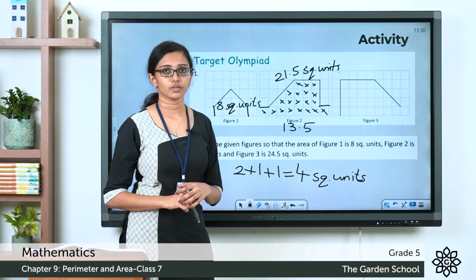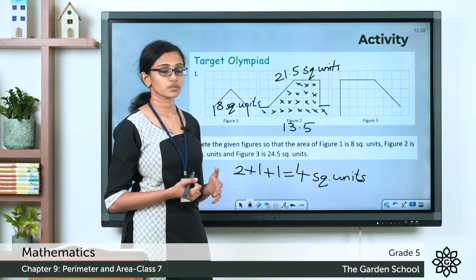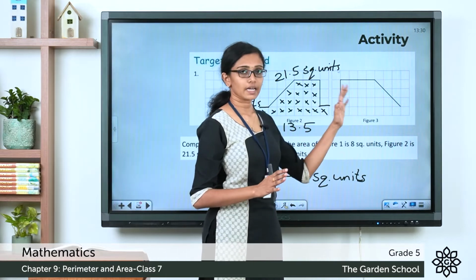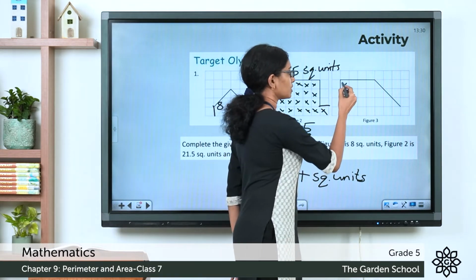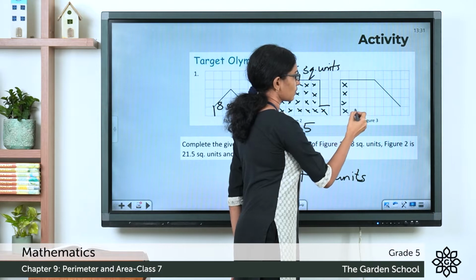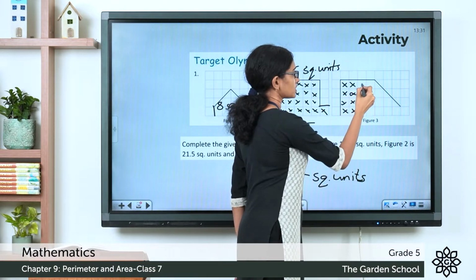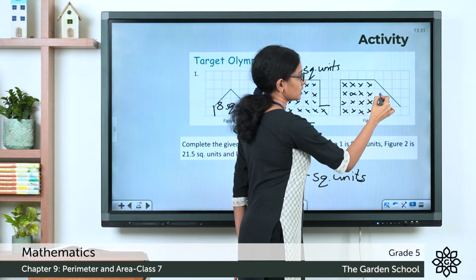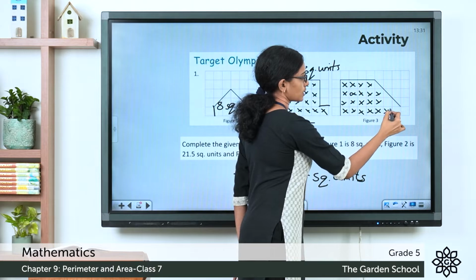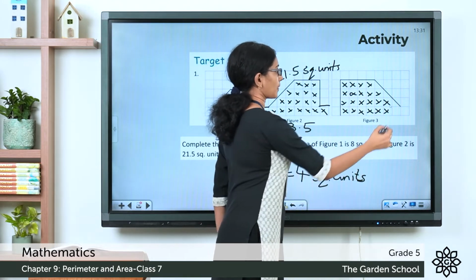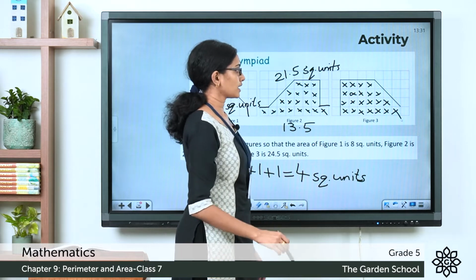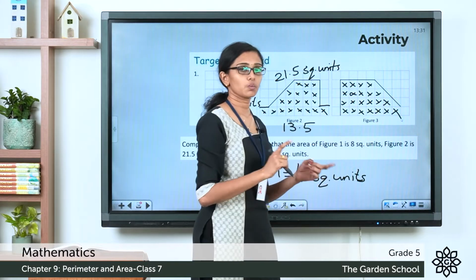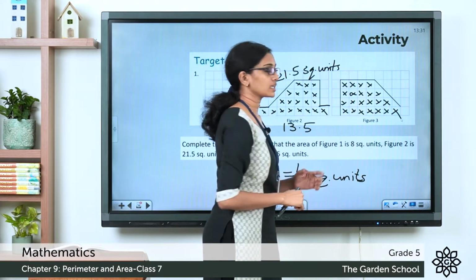Now what about figure number 3? How would you complete this picture so that the area will become 24.5 square units? Let's see what is the area at the moment. See, here it is. How many squares? 1, 2, 3, 4, 5, 6, 7, 8, 9, 10, 11, 12, 13, 14, 15, 16, 17, 18, 19, 20, 21, 22. So right now we have 22 complete squares plus 2 halves. 2 halves make 1. So it is 23, then 23.5.